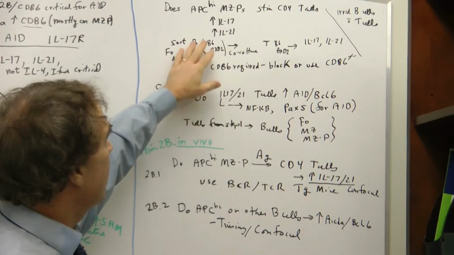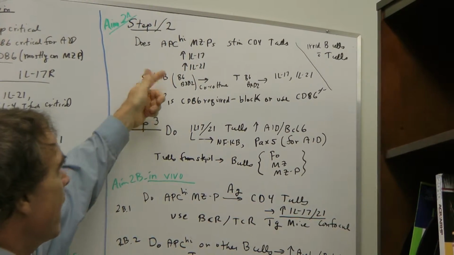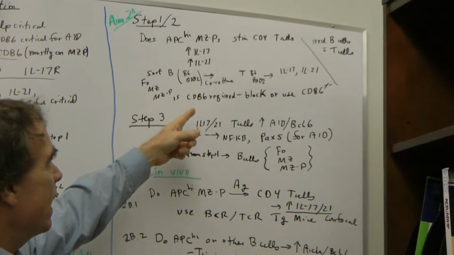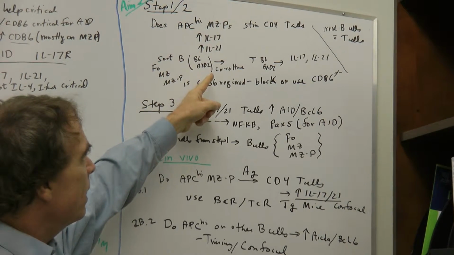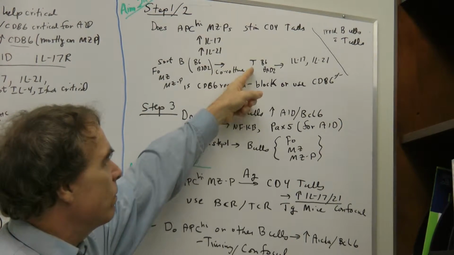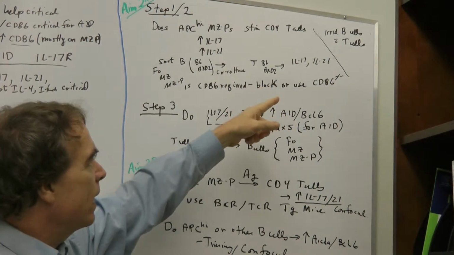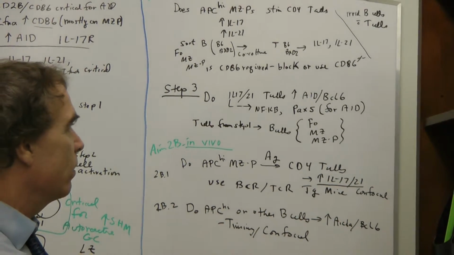We sort the B cells into APC high MZPs, and then also MZ and FO, whatever populations, and we co-culture those with T cells from B6 and BXD2 mice. And at different times we look at IL-17 and IL-21 on the B cell. Perhaps IL-17 is first, IL-21 is later, we don't know.